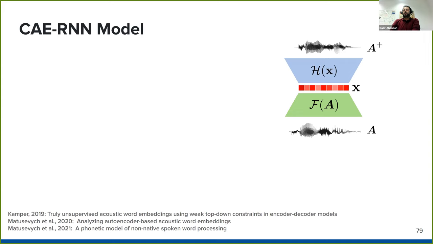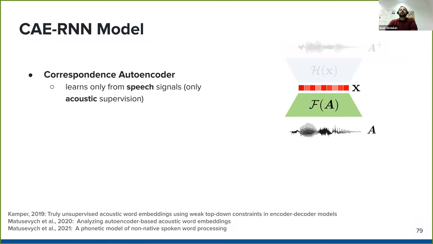In every iteration for every input, the output will be sampled randomly. And in machine learning, they call this model the correspondence autoencoder. So it's similar to the autoencoder that tries to reconstruct the same input, but the difference here, the output is not the same sample, but a sample of the same type as the input or the same class as the input. And once this model is trained, we only use the encoder and we don't use the decoder anymore. So as I have said, this is called the correspondence autoencoder. And it only learns from speech signals, so with only acoustic supervision, and it doesn't have access to any symbolic units such as phones or phonemes.